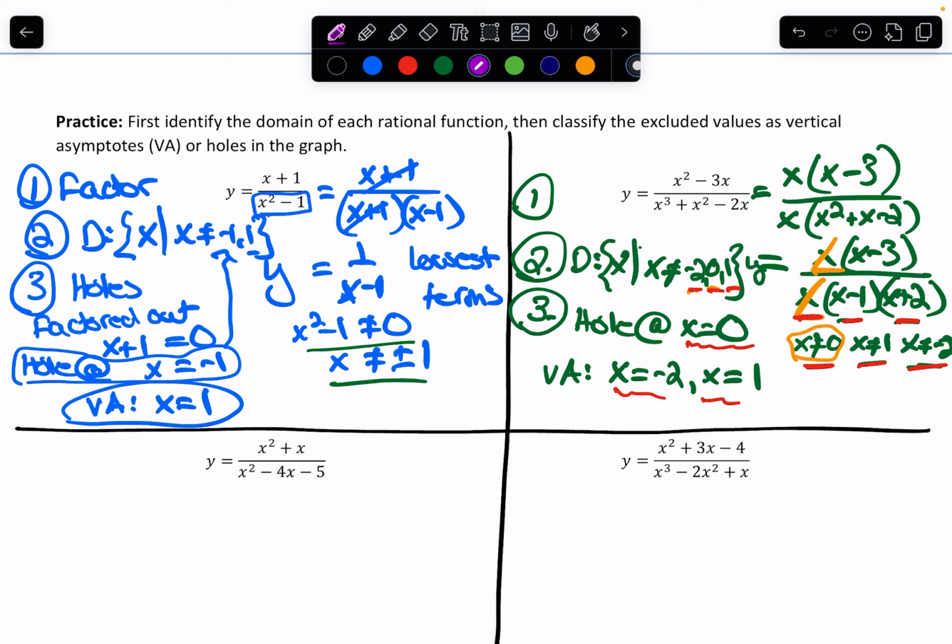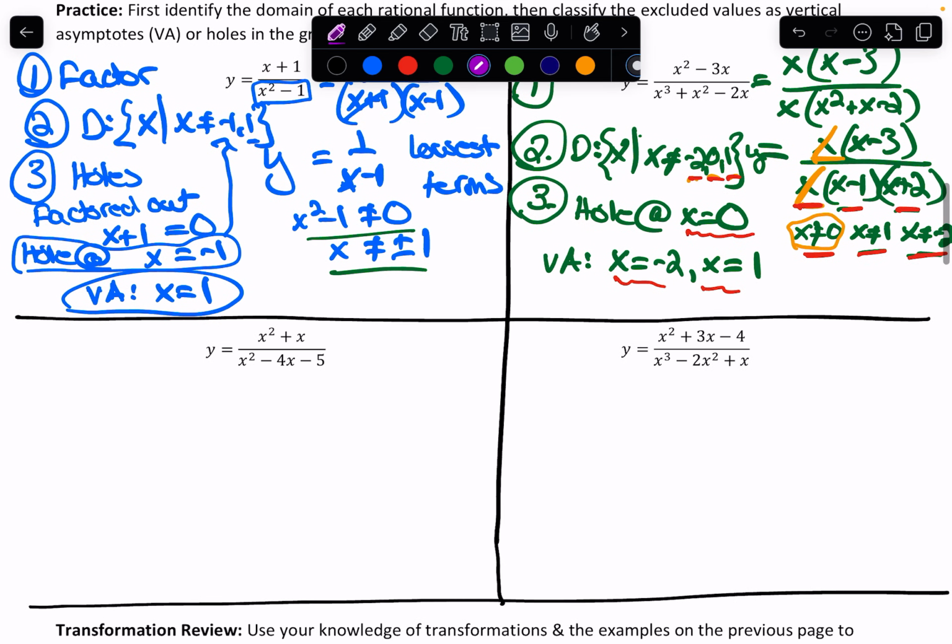Okay, let's try this next one. So x squared plus x divided by x squared minus 4x minus 5. Well, on the numerator, we can again factor or take x as the greatest common factor, and we end up with x times x plus 1. On the denominator, when we factor it, we end up with x plus 1 and x minus 5. So x plus 1 and x plus 1 cancel out. This is our step 1. And we end up with x over x minus 5.